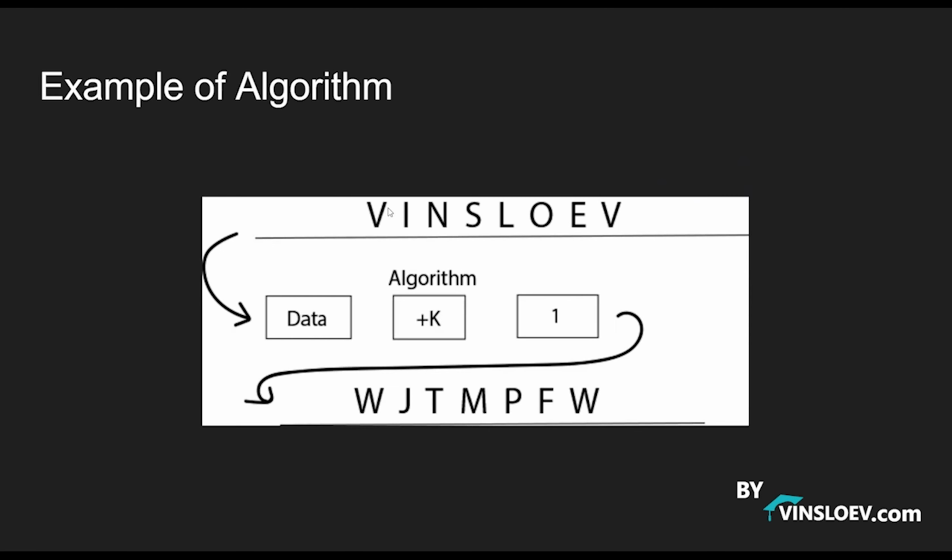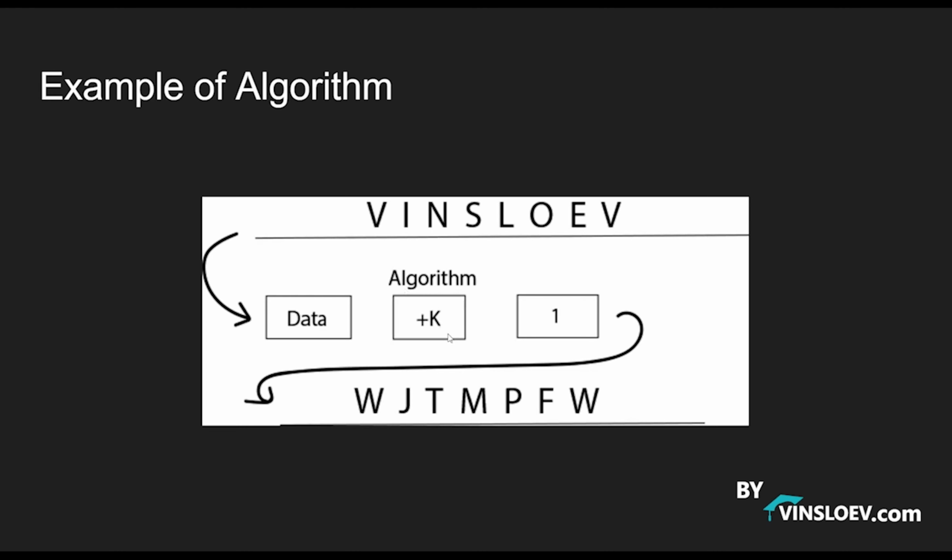Take for example this clear text we have right here. We have Winslow. Then we take this clear text, which is our data. Then we take our algorithm. This is a very basic algorithm, so we simply just say plus k, meaning that we will take each letter and plus it with k, meaning a number. So our number in this case is 1. So this algorithm plus k is known to the entire world. So everybody knows this algorithm plus k. It is a very basic one, so you should never use it, but everyone knows this algorithm.